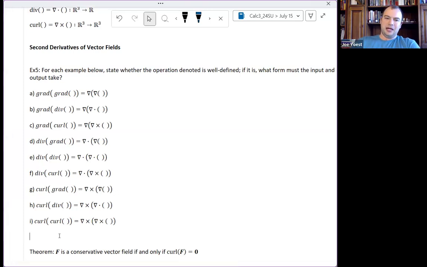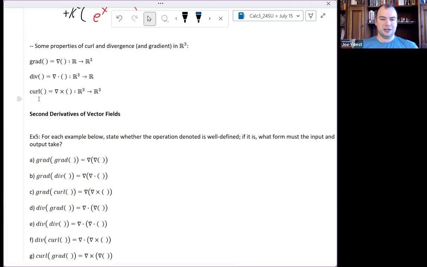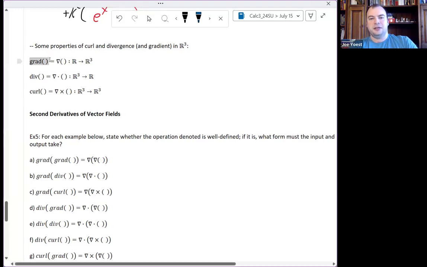So if I wanted to combine derivatives, I have three different types of derivatives: gradient, divergence, and curl. If I wanted to combine them to get something like second derivatives, some of the combinations make sense and some of them don't. If I try to plug a vector field into a gradient, that doesn't really make sense. I can't take the gradient of a vector field. So I can't, for instance, take the gradient of the curl of a vector field.